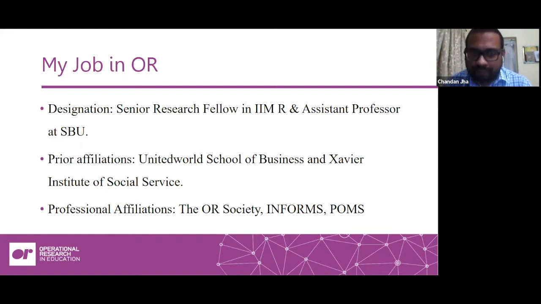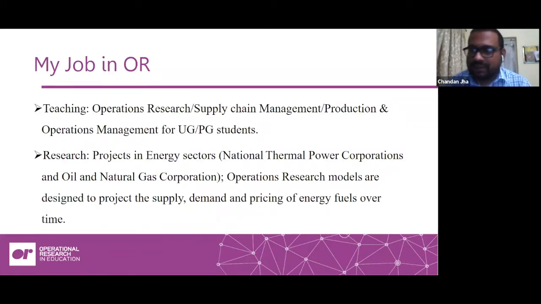I am a senior research fellow at the Indian Institute of Management and also an assistant professor at SPU. Prior to that, I was at United World School of Business and Xavier Institute of Social Service. My professional affiliations are with the OR Society, INFORMS and POMS.